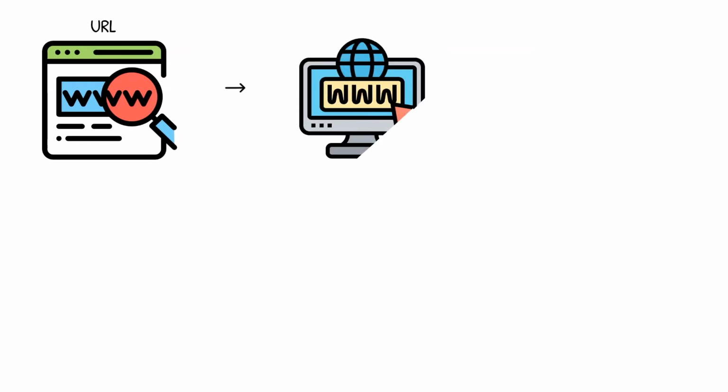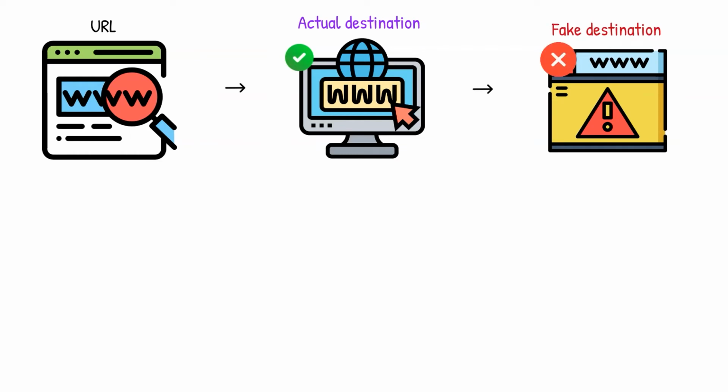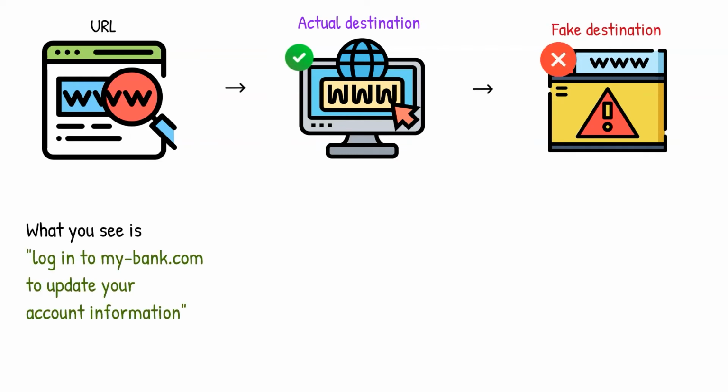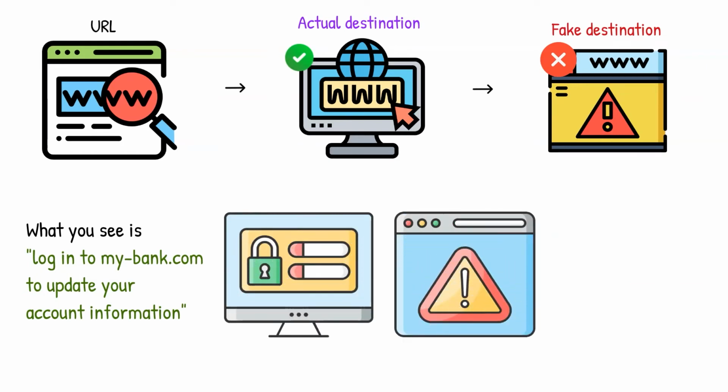If the link text is a URL, compare it with the actual destination. Cyber criminals often use different text. Example: what you see is "login to mybank.com to update your account information," but the actual destination is a lookalike site at another location, such as myfakebank.com.